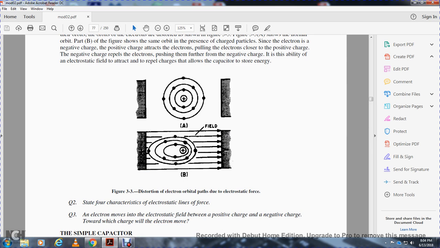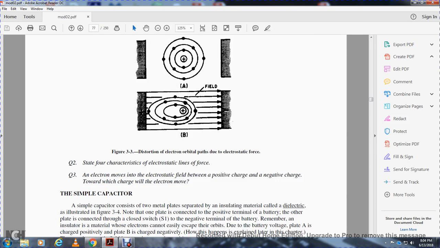State the four characteristics of the electrostatic lines of force. Electrons move within the electrostatic force field between positive and negative charge, toward the charge of the electron move.